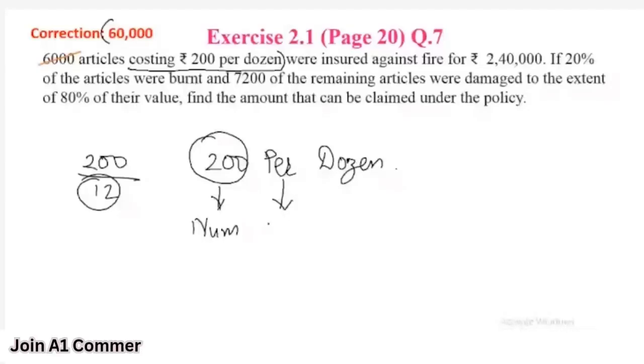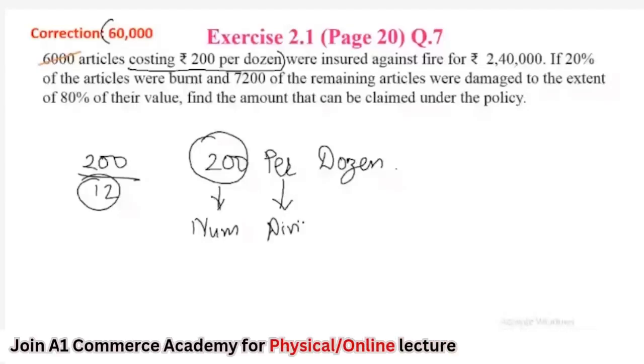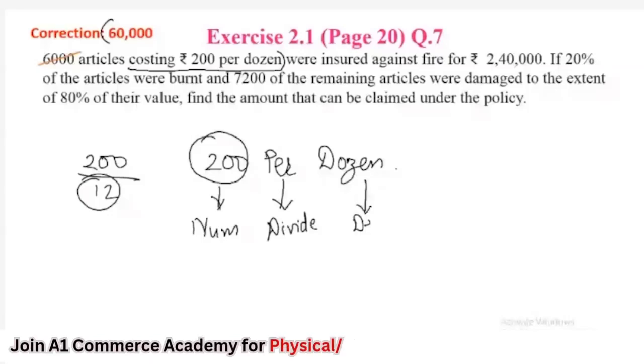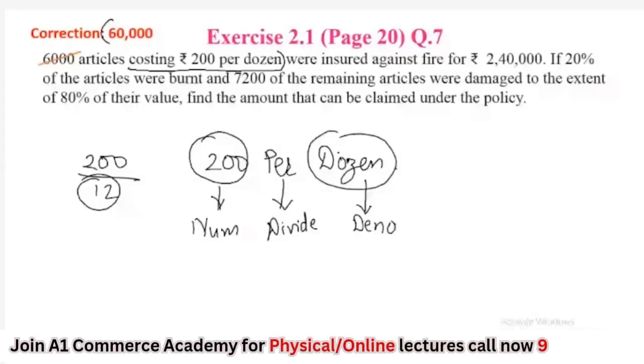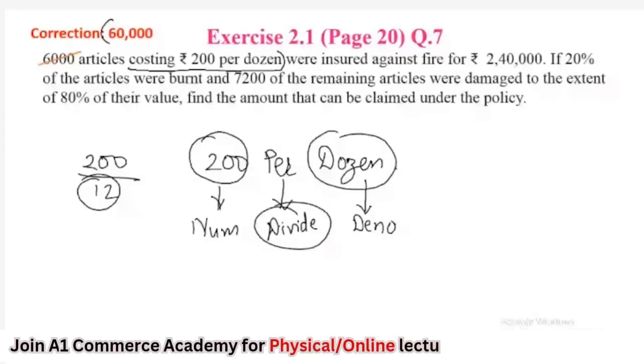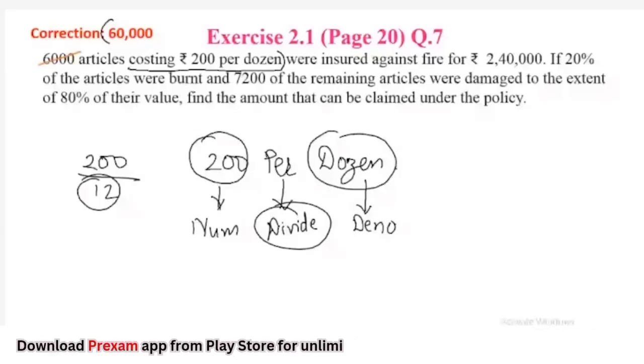What do you mean by per? Divide. Yeah, divided. And dozen means, dozen is denominator. What do you mean by dozen? Dozen means 12. Yes, for every. But mathematically it is divide. Okay. So 200 divided by 12.